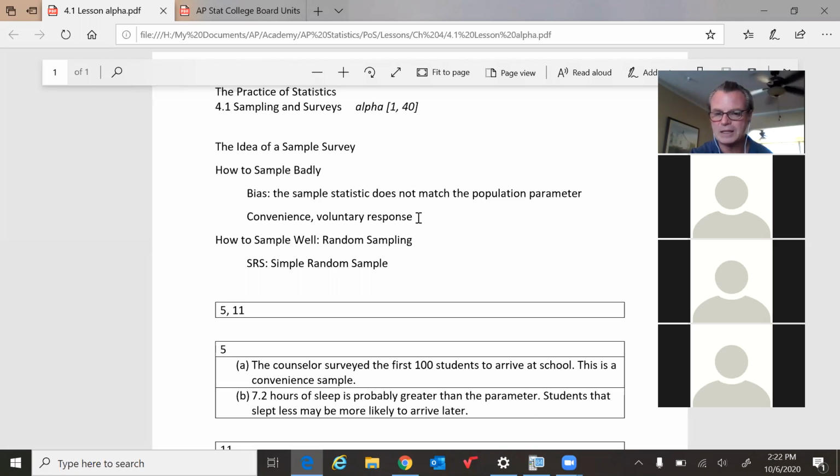The only people that are going to respond to this are the people that are really moved by this issue. They don't represent the typical Eagles fan or Phillies fan or resident of Philadelphia. Okay? And then random sampling is what we're trying to get. And this abbreviation, SRS, is 100% legitimate on the AP test. You can use SRS. The College Board readers will know what you mean.